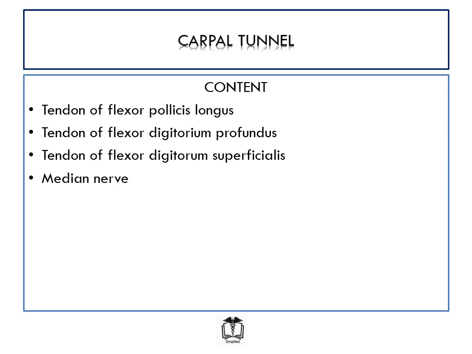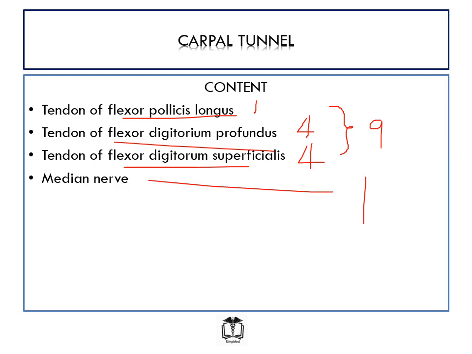What are the contents of the carpal tunnel? They include the tendons of the flexor pollicis longus, the tendons of the flexor digitorum profundus, and the tendons of the flexor digitorum superficialis. Please do remember that the tendons of the flexor digitorum superficialis are four in number. The tendons of the flexor digitorum profundus are also four in number, making eight major tendons alongside the tendon of the flexor pollicis longus, which gives a total of nine tendons found in the carpal tunnel. And the last structure that is not a tendon is the nerve, and that's the median nerve. So one nerve, nine tendons, making a total of about 10 structures in the carpal tunnel.